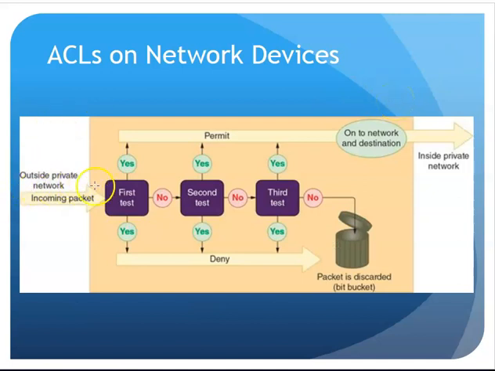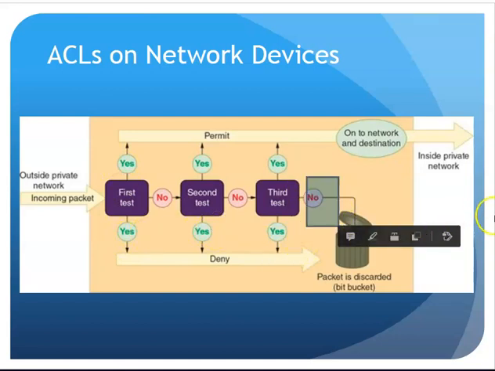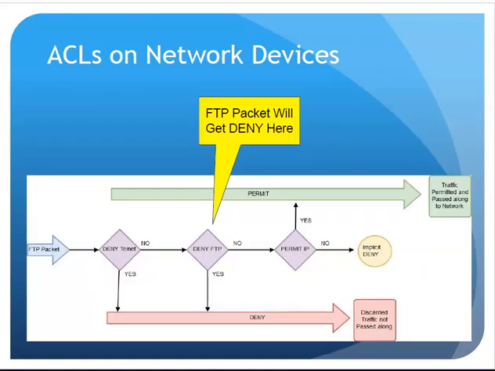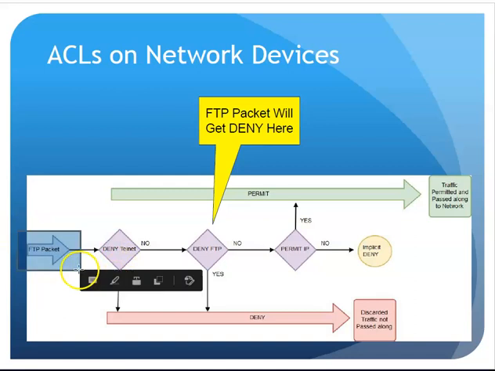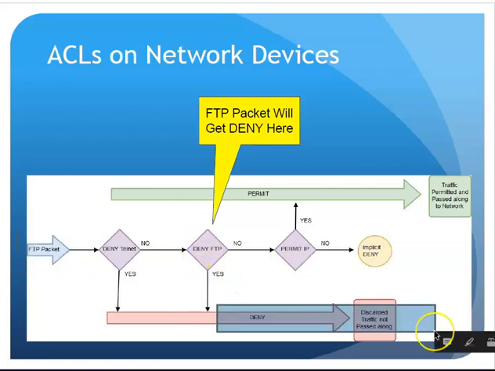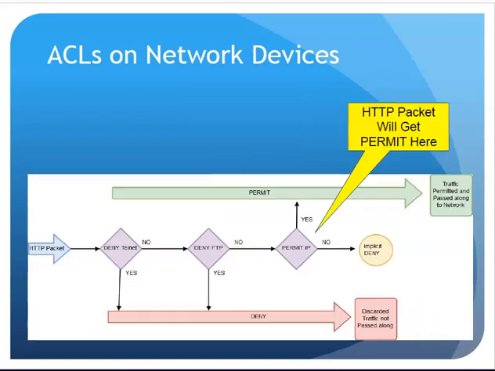Again, it's going to check the criteria, permit or deny, and if it doesn't match any of those, it's automatically going to get denied. If it doesn't match any of our criteria, it's going to get denied. So if I have a piece of FTP, file transfer protocol traffic, it hits the first rule that says deny telnet. Well, it doesn't match that, so it goes to the next rule. The next rule says deny FTP. It matches the FTP, so it's going to get denied. It's going to get thrown out. Done. That traffic will not get through that interface.